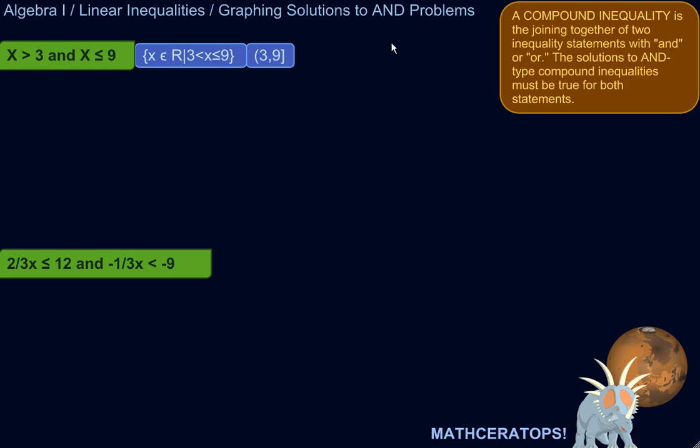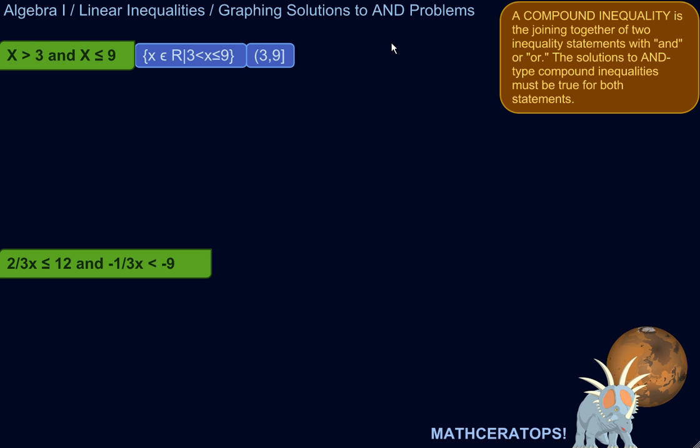We are working on compound inequalities. That's where you've got more than one inequality that's joined together with the words and, or, or. For example, 2x plus 8 is less than 5, and 5x plus 12 is greater than 7. That would be two inequality statements joined together by the word and.